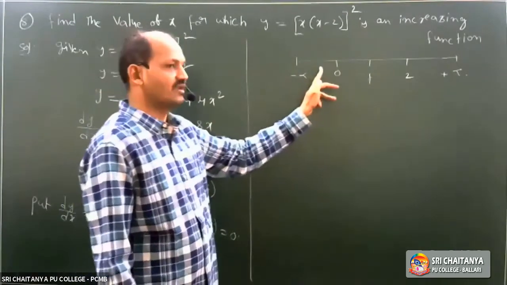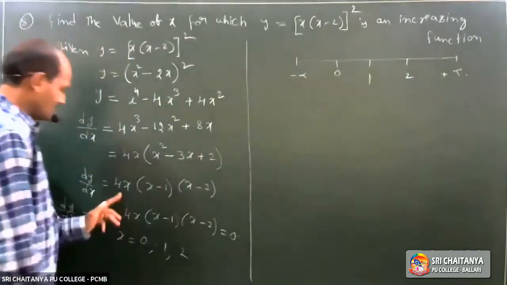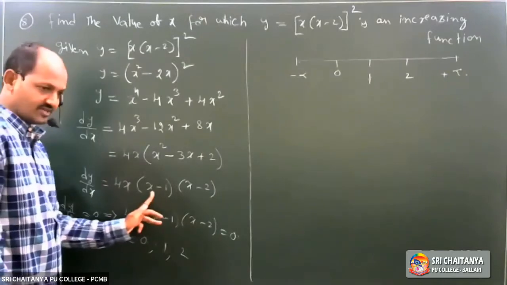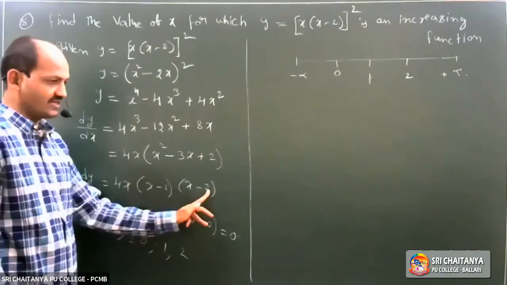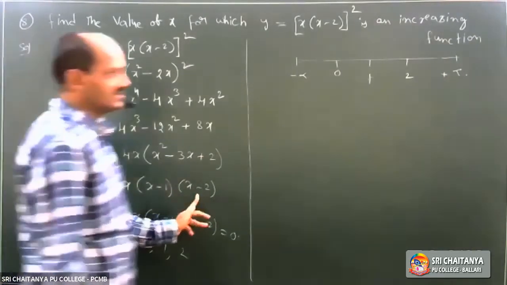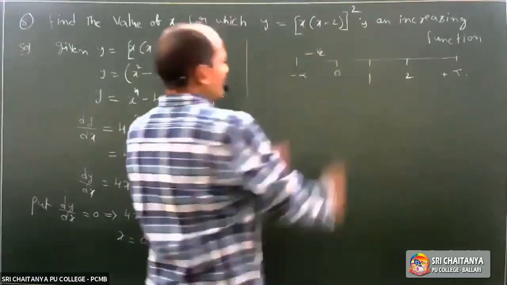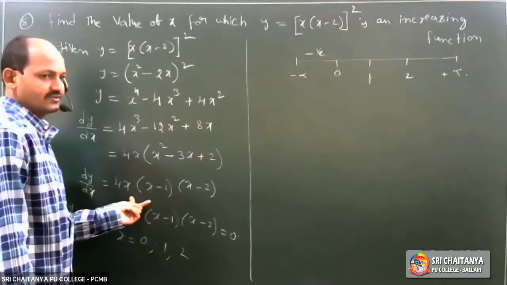Let x equal to minus 1 be considered. It is 4 into minus, then minus 1 minus 1 is minus 2, and minus 1 minus 2 is minus 3. So it is minus into minus into minus, which is negative. So between minus infinity and 0, the first derivative is negative.